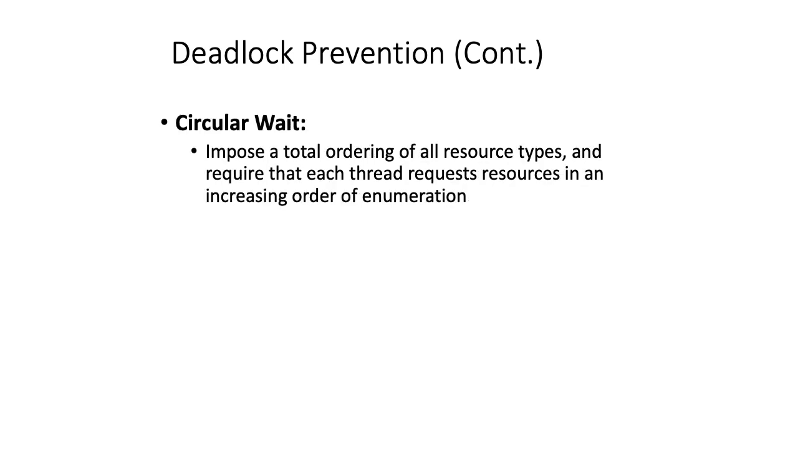Now, the fourth and last condition of a deadlock, which is the circular wait. How can we invalidate that to prevent deadlocks? Okay, we can say that we will impose some sort of a total ordering of all the resource types, and then require that the threads request those resources in an increasing order, right? So for instance, if a thread initially requests an instance of resource Ri, after that, the thread can request an instance of resource Rj if and only if the order of Rj comes after Ri.